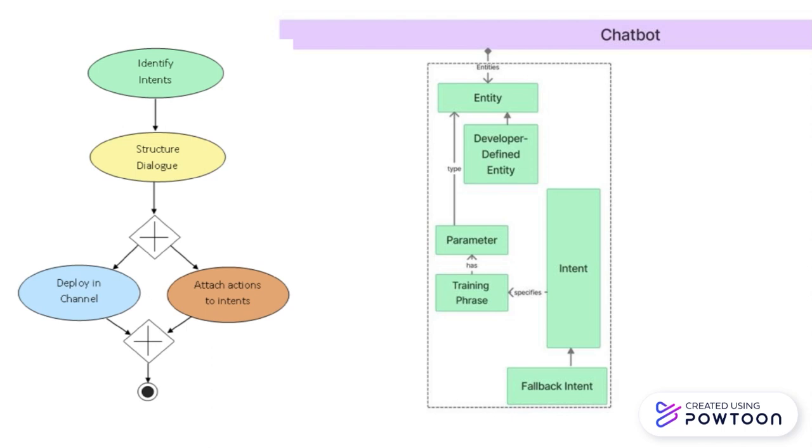The entity box extracts specific information, or entities, from user input to better understand their intents. Next, the developer-defined entity box contains predefined entities explicitly defined by developers to be recognized by the chatbot. And the parameter box captures dynamic parameters or variables within user input, providing context for the chatbot's responses.